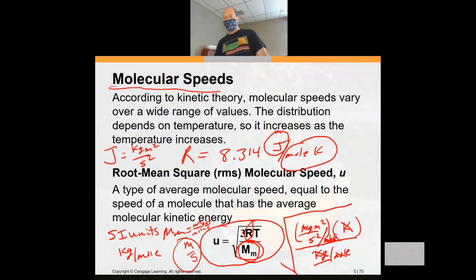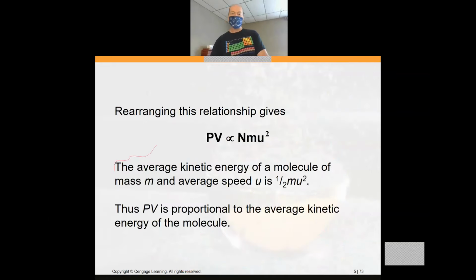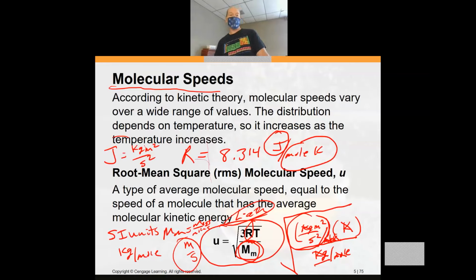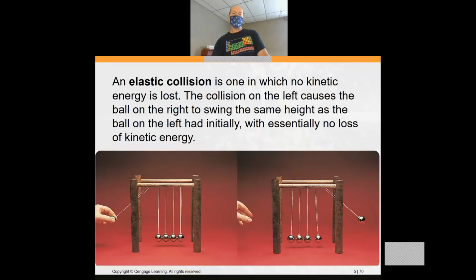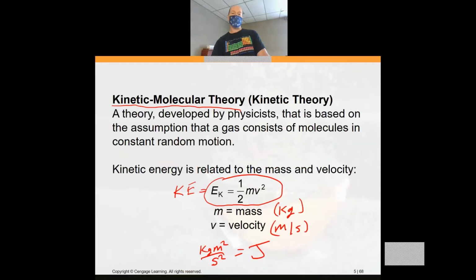So make sure you know what units you need in order to get the unit of meters per second. Because a liter atmosphere is never going to give you the unit meter per second. A joule, again, you have to know that a joule is a kilogram meter squared per second squared. You need to know that. The easiest way to know that is to go to the kinetic energy equation.